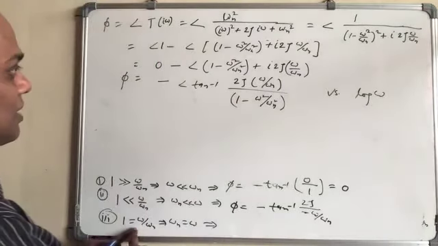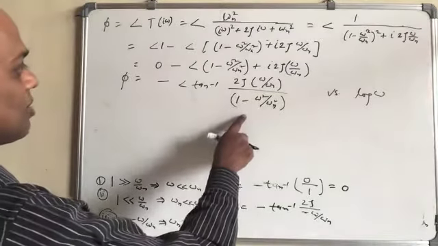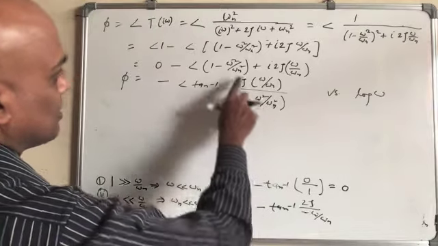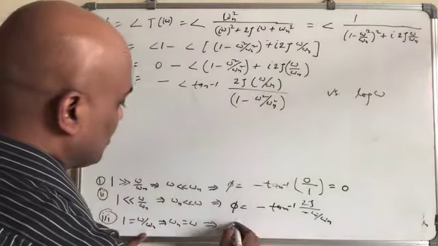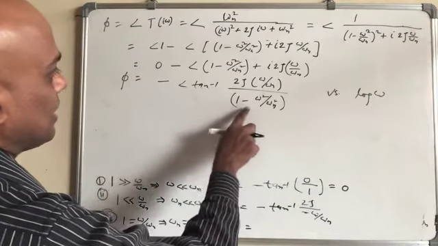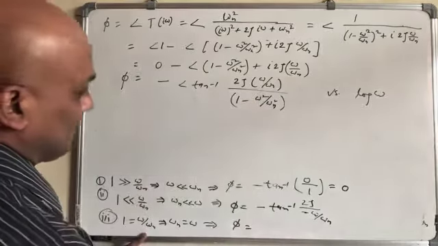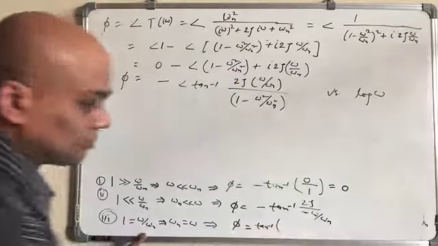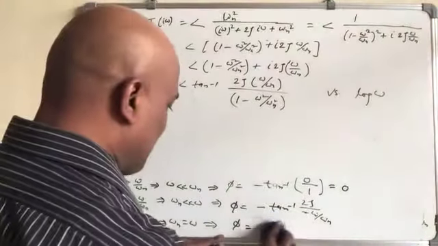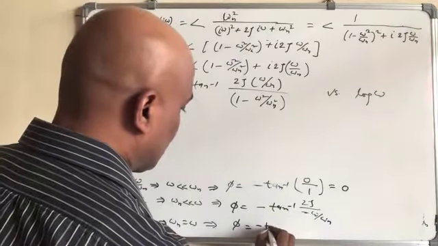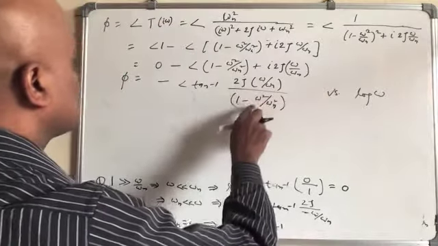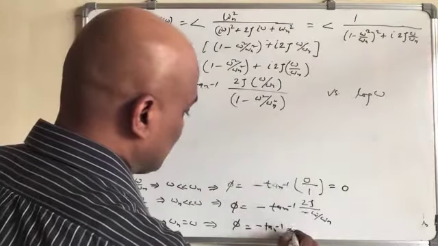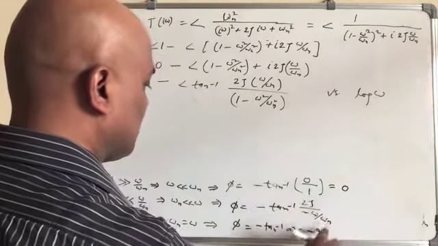Okay, and then when omega over omega n equals 1, meaning when omega equals omega n, the ratio is going to be infinity, and hence you will have phi equal to minus tan inverse of infinity, which is equal to minus 90 degree, right? So at omega much less than omega n we have 0 degree, and here we have minus 90 degree.